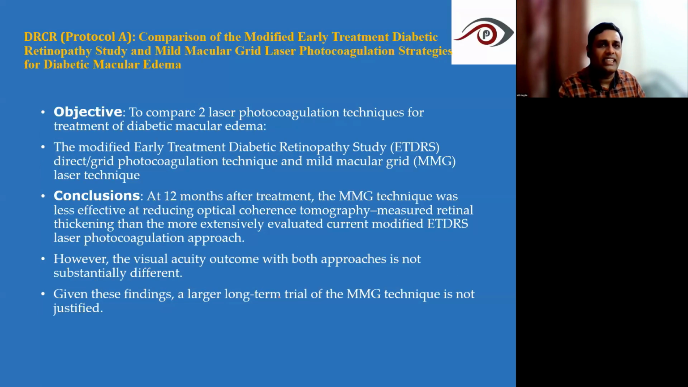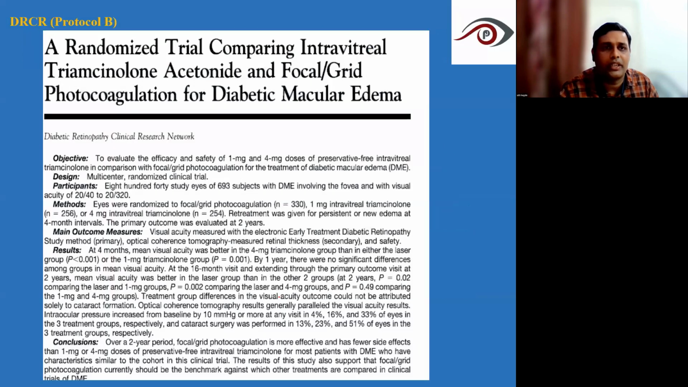The next is the DRCR studies. The first study, protocol A, where they tried modified ETDRS grid laser and the mild macular grid laser, which strategy works for diabetic macular edema. And at 12 months after the treatment, they saw the mild macular grid technique, if you do very minimal macular grid, sometimes it can be less effective for decreasing the macular edema. And then they didn't do the long-term trial because they saw it was not improving.